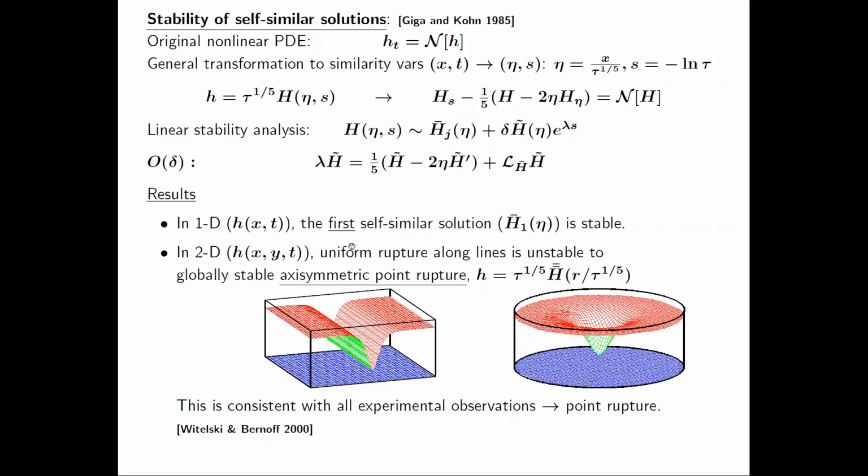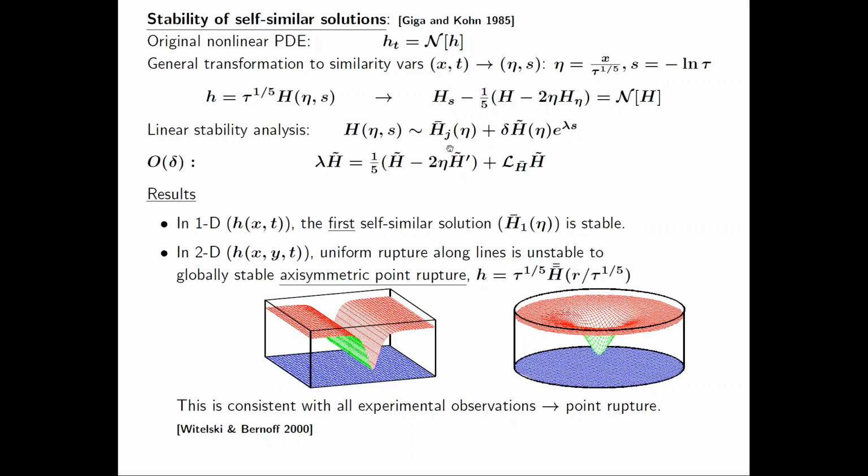You can study the stability of these self-similar solutions too, following some classic work by Giga and Kohn from the 1980s. If you consider the problem as some general nonlinear PDE, the similarity solution is actually going to be a steady state. If you change to similarity variables like the eta that I introduced before, and also a new time scale given by the log of the usual time, then you can rewrite the original PDE in terms of these similarity variables. The self-similar solution is actually a steady state of this equation.